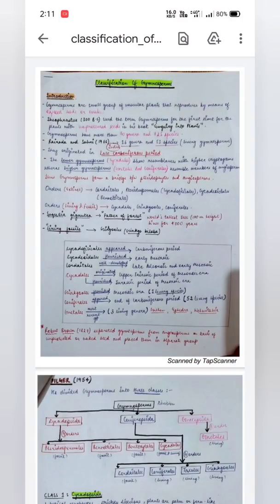Thank you. Now, moving on to my topic, that is classification of gymnosperms. Firstly, we will discuss the introduction to our topic, classification of gymnosperms. You all know gymnosperms are a small group of vascular plants that reproduce by means of exposed seeds or ovules.